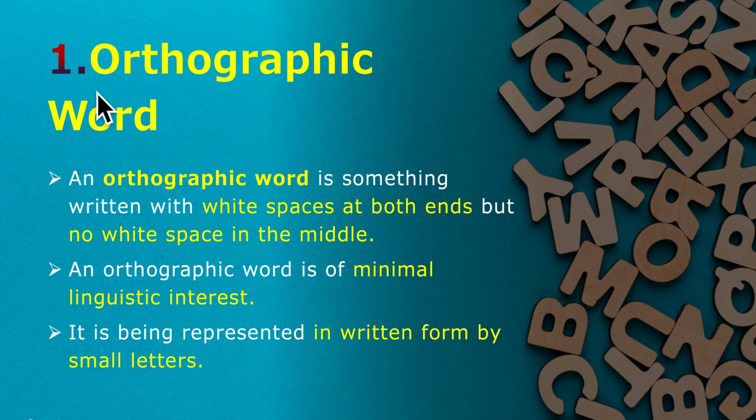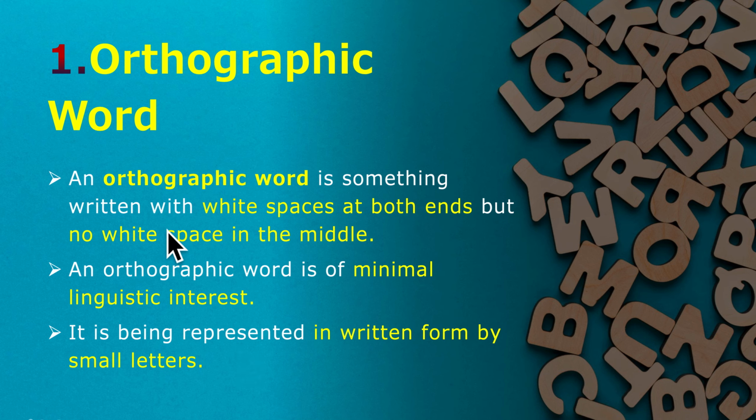The first type of word is orthographic word. An orthographic word is something written with white spaces at both ends, but no white space in the middle. Point number 2. An orthographic word is of minimal linguistic interest. 3. It is being represented in written form by small letters.